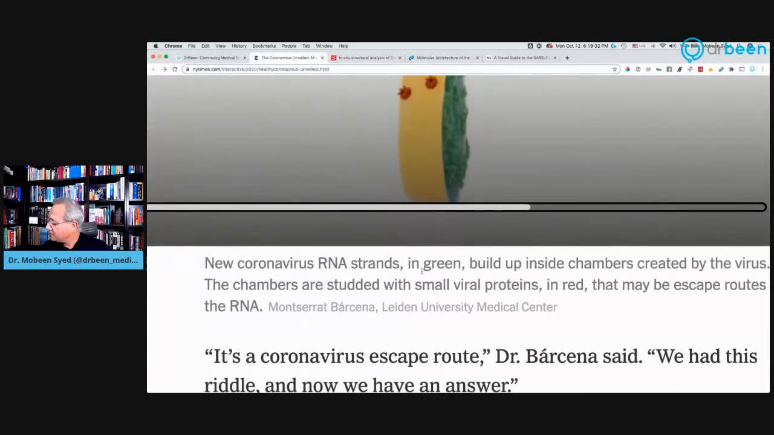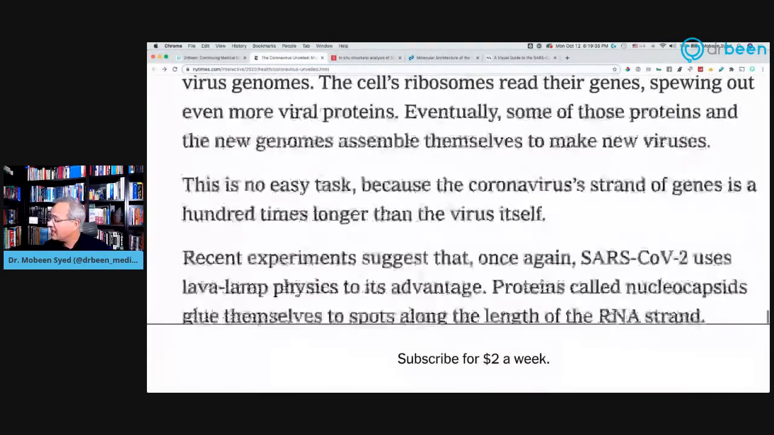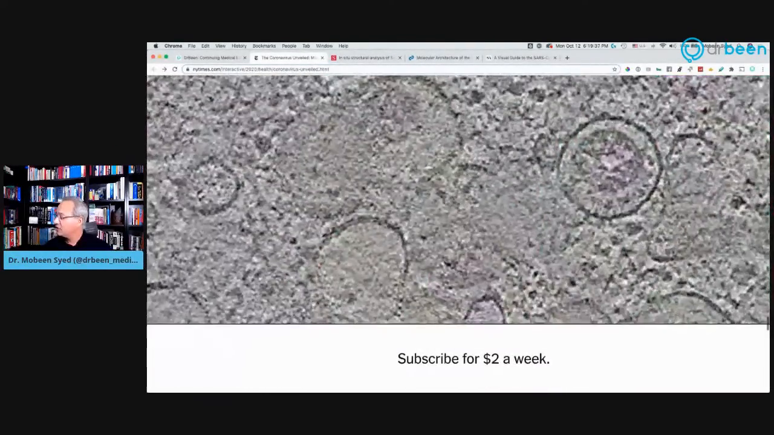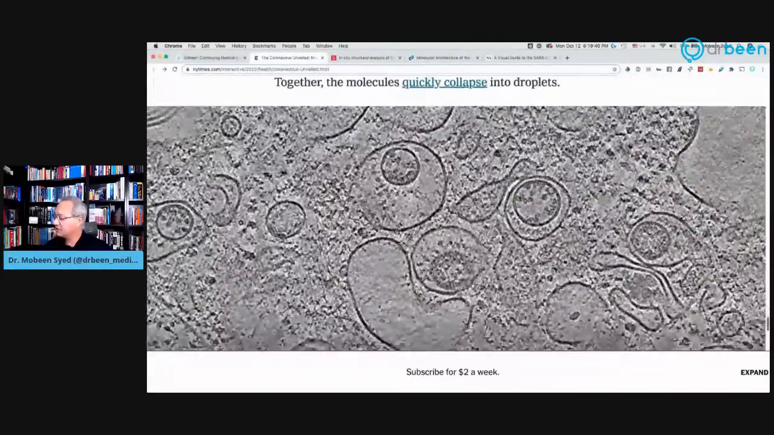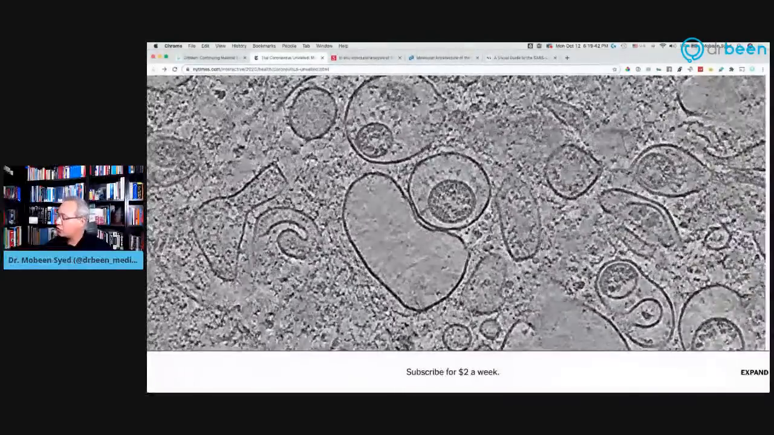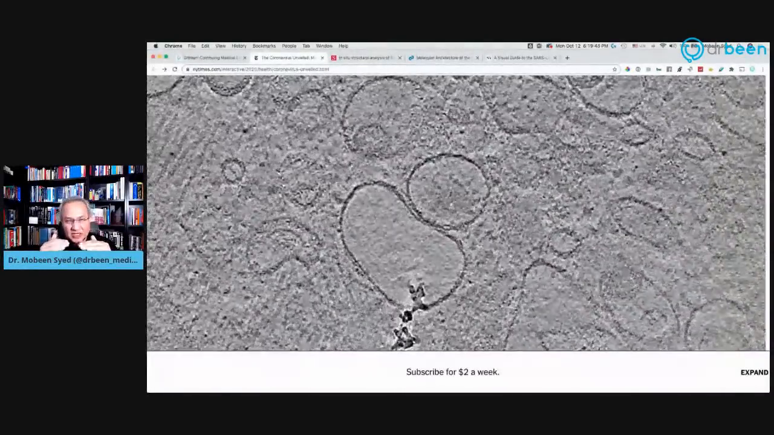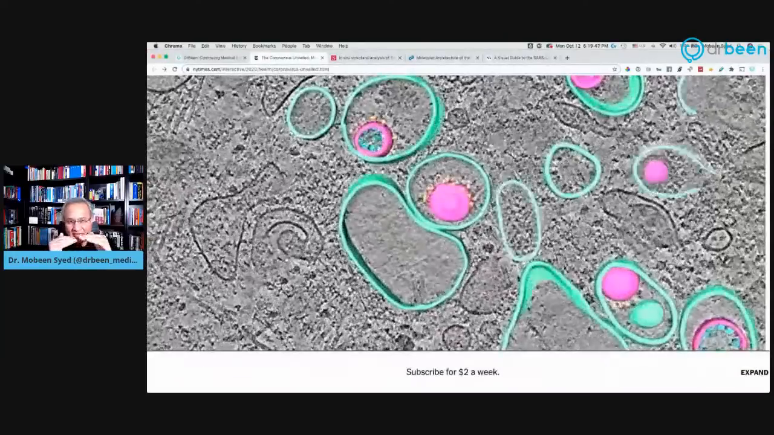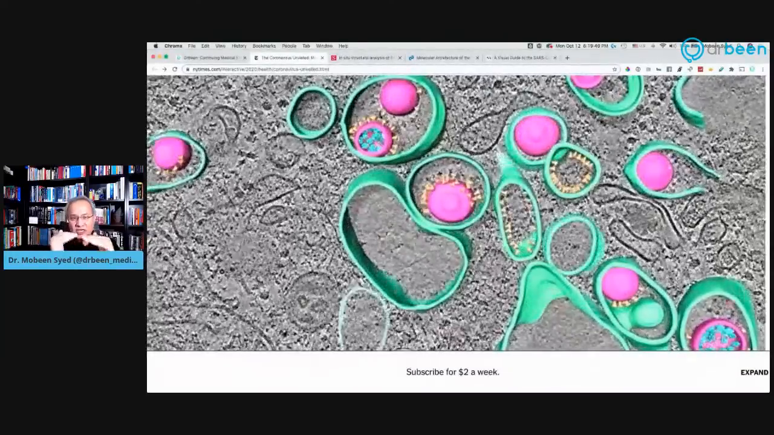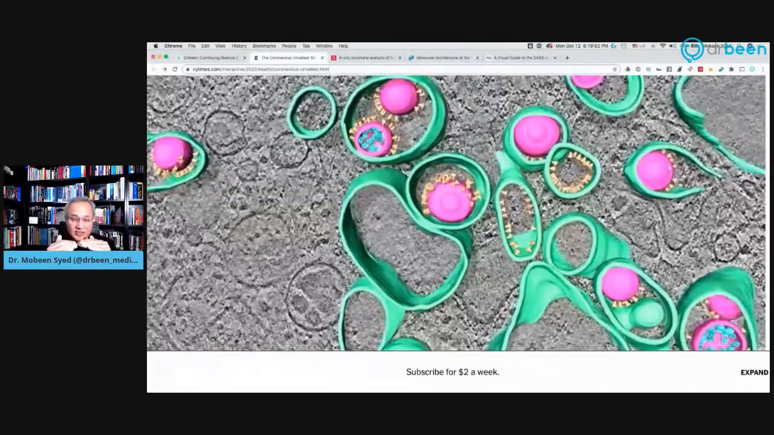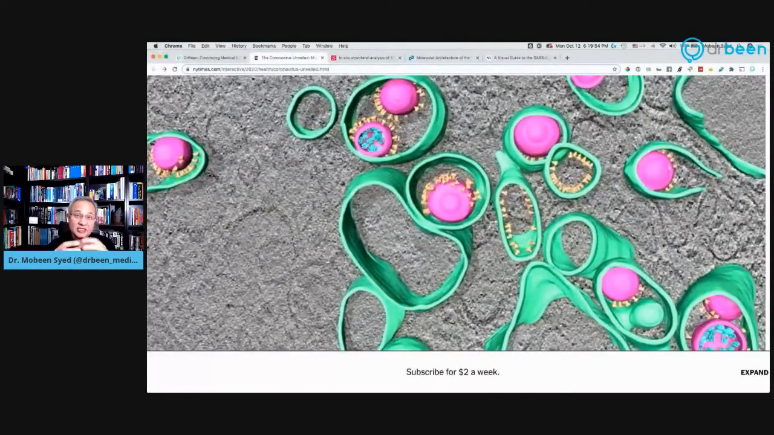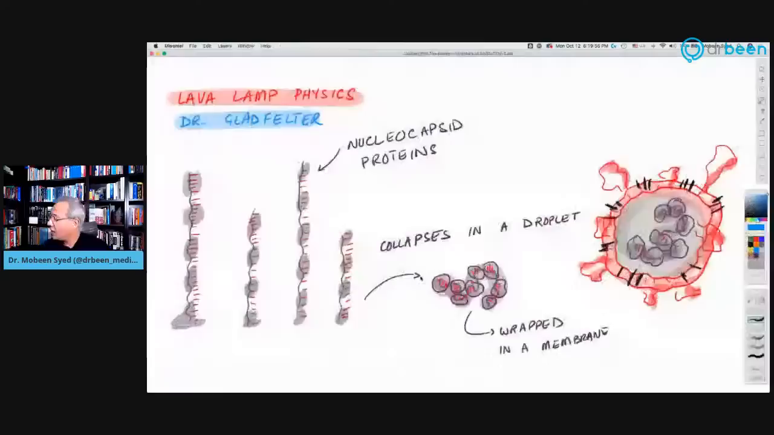So continuing on, then assembling the virus. How does this virus get assembled? Again, this is an electron microscope section. Imagine at the millionth of a piece of an inch, they are taking successive sections or slices of the virus, and then they are putting them together as a 3D structure. So how does this work? The researchers here are Dr. Gilad Felter et al.